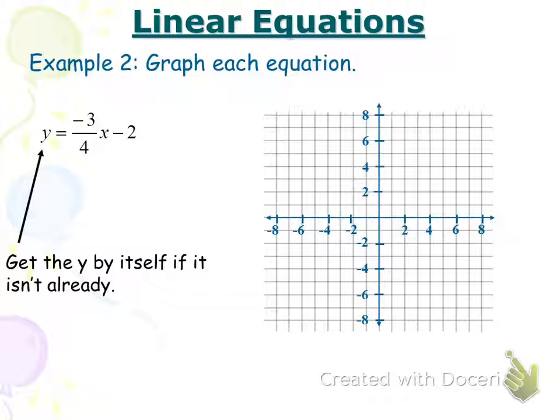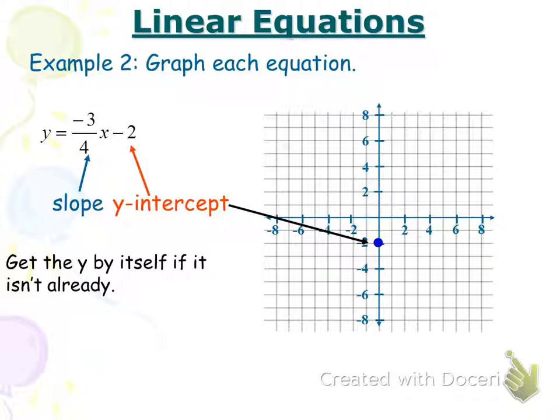-2 is our y-intercept, right? So we start there, and then do what? Go down 3 and to the right 4. Down 3 and right 4. How else could we do negative slope? Go up 3 and left 4.